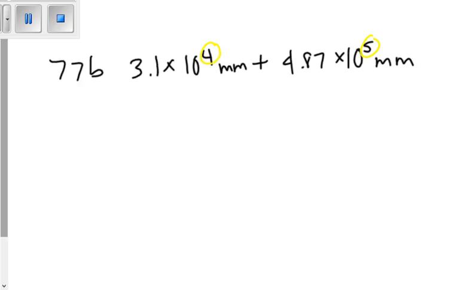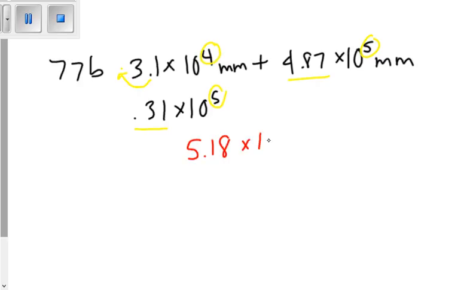And I'm going to go ahead and move this decimal in the 3.1 over to the right to give me 0.31. And in doing so, I need to change my exponent here to 10 to the 5th because I made that big number smaller. So now when I add 0.31 plus 0.487, I can do that because those exponents are the same. And so my answer is going to be 4.87 plus 0.31, which is 5.18 times 10 to the 5th millimeters.